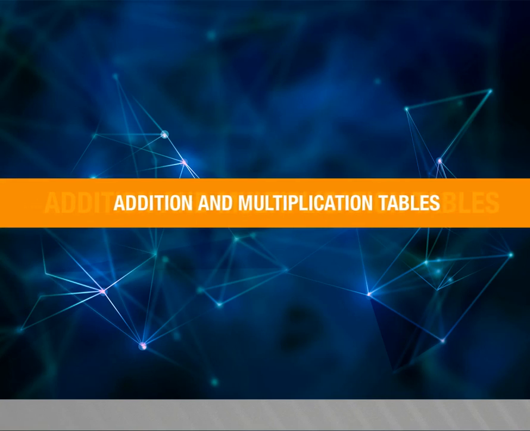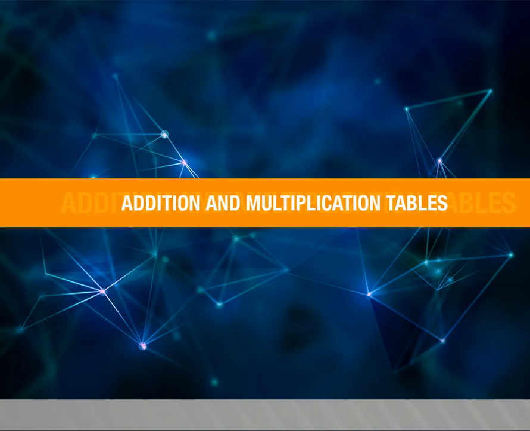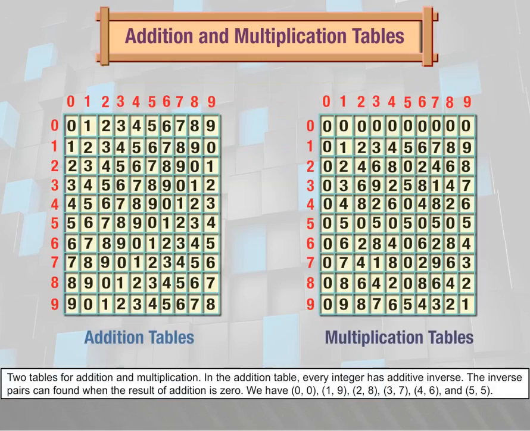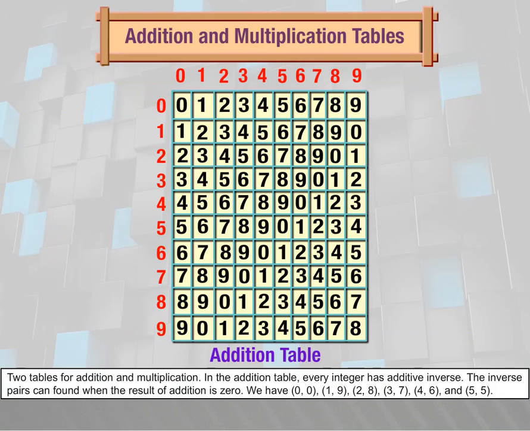Addition and multiplication tables. In this video, we are going to see about addition and multiplication tables. Two tables for addition and multiplication. In the addition table, every integer has an additive inverse. The inverse pairs can be found when the result of addition is 0. We have 0, 0; 1, 9; 2, 8; 3, 7; 4, 6; and 5, 5.